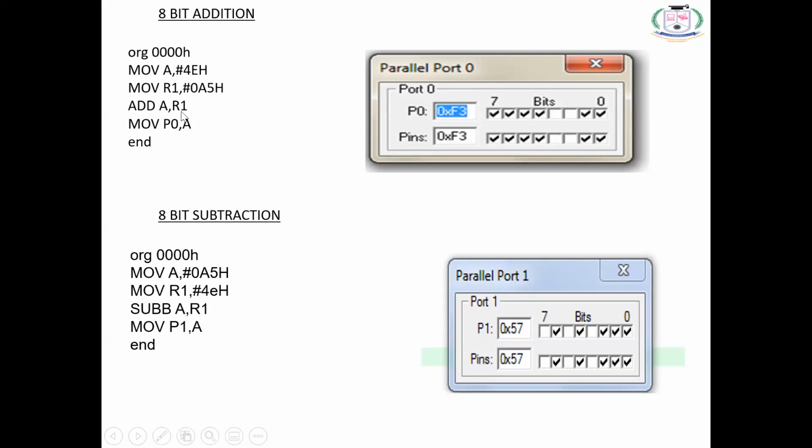So ADD A, R1. That means what? 4E plus A5. 4E plus A5, what is the answer, ma'am? F3. Are you clear? We all know after any arithmetical operation, my accumulator will store the answer.